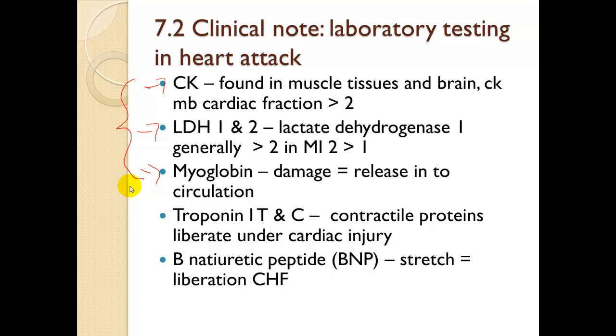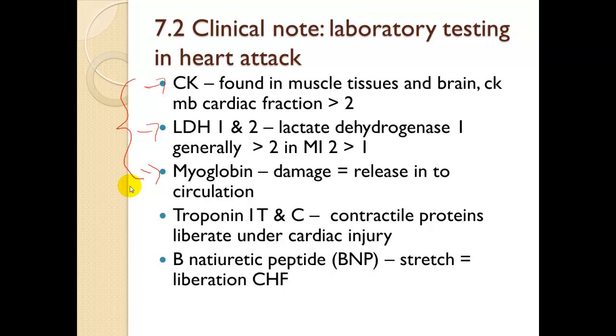LDH1 and 2, lactate dehydrogenase. 1 is generally greater in value than 2, but in the presence of an MI, we're going to see just the opposite of that. We're going to see LDH2 being more than LDH1. And then we have myoglobin, which is released into the circulation when there is damage to the cells. This also is in a lot of red muscle cells, which are the slow fibers, and they contain a higher oxygen content.